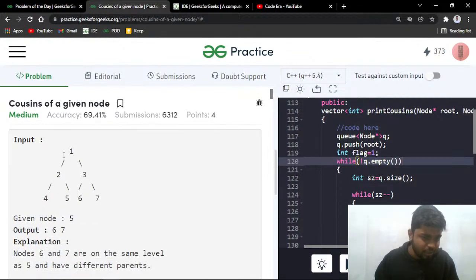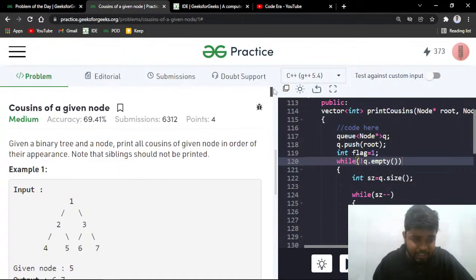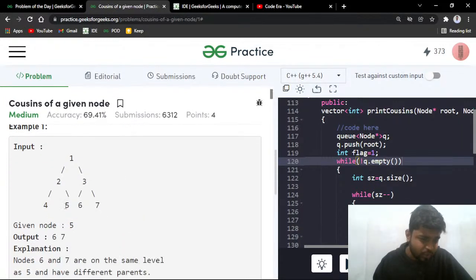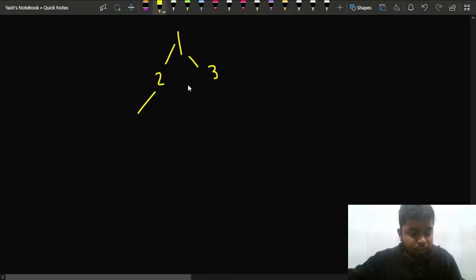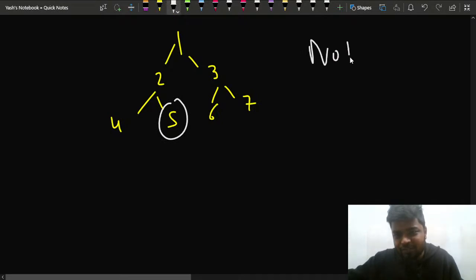If you have been given a tree like 1, 2, 3, 4, 5, 6 and 7, and the node that has been given to you is, let's say, 5, then you have to print all the cousins of 5. Let me just use my pen to explain it a little bit better. So 1 is connected to 2 and 3, then 2 is connected to 4 and 5, and 3 is connected to 6 and 7. If you have been given the node 5, you have to find all the cousins for that particular node, right?